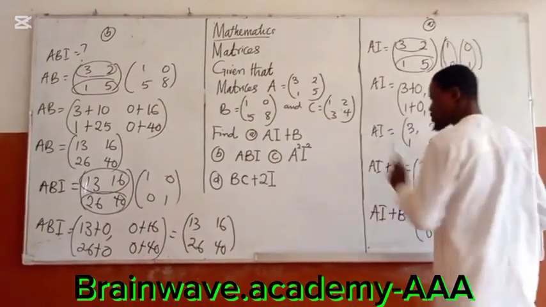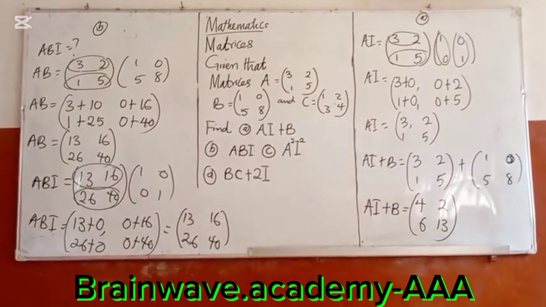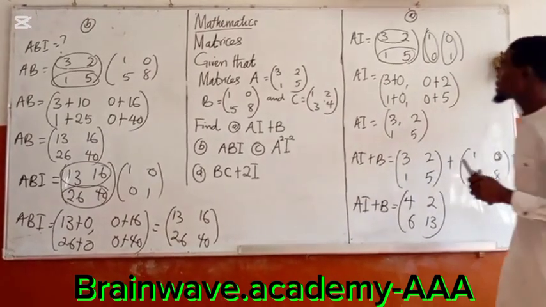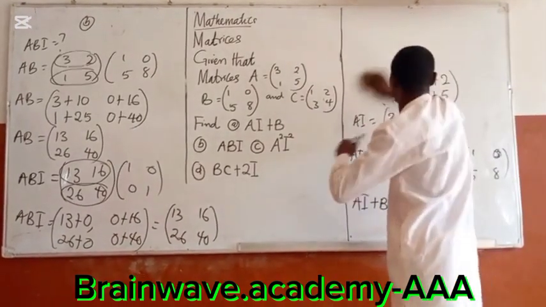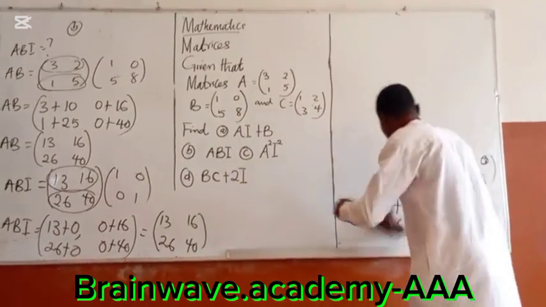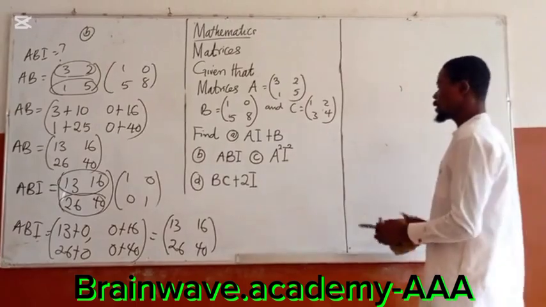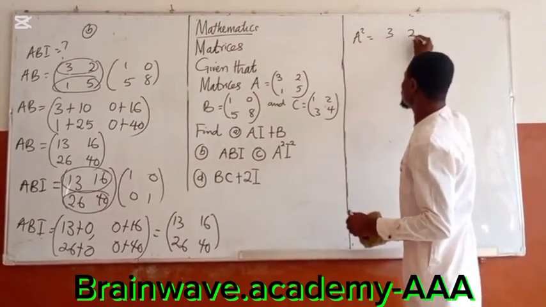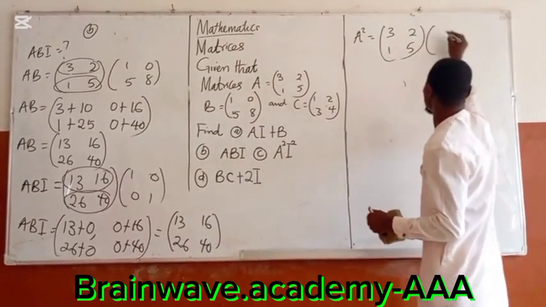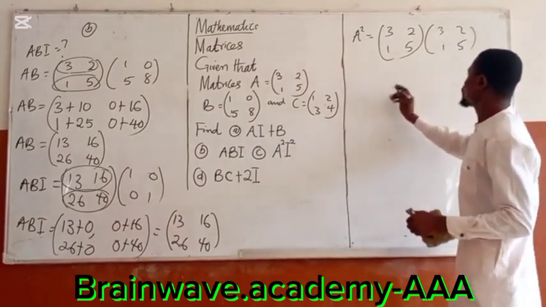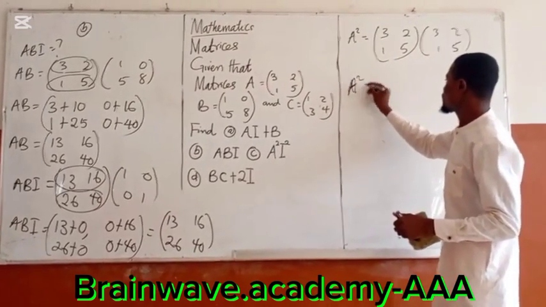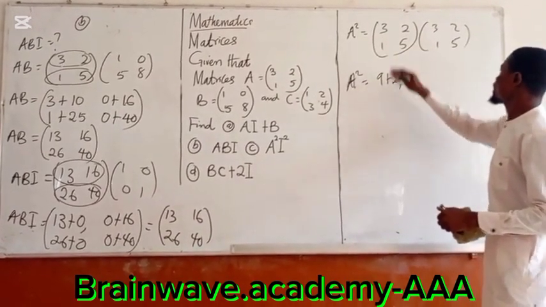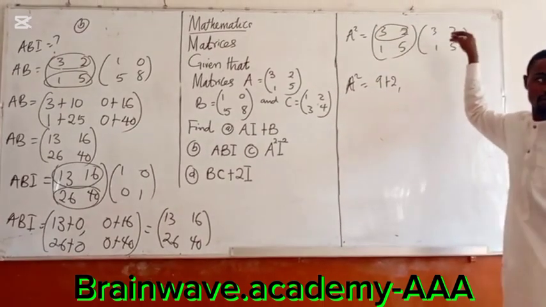Then the third question says A squared, I squared. So what we are going to do is find A squared first. What is A? A is 3, 2, 1, 5, into two places. So A squared is equal to 3 times 3 is 9 plus 2 times 1 is 2. The same row is multiplied by the second column.